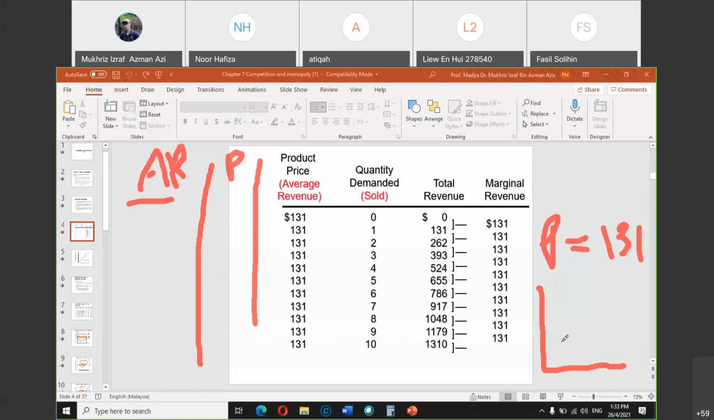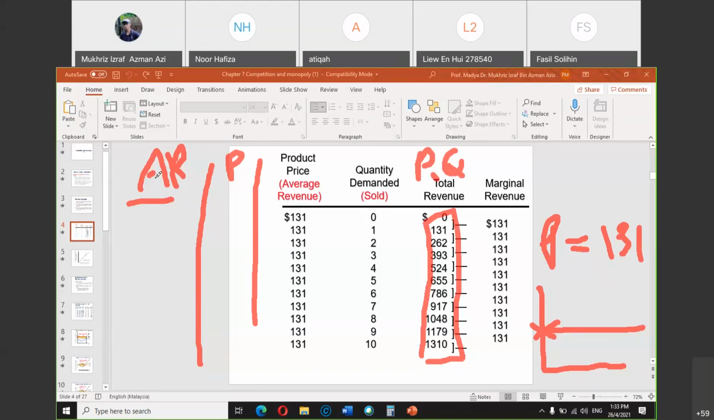Just now we confirmed that the firm faces a perfectly elastic demand curve, meaning there's only one price that the firm can sell at, which in this example is constant at $131. So how do you get total revenue? TR is obtained by P times Q, P multiplied by quantity. So quantity 0 gives 0. You multiply by this number and you obtain this value here. This is the product of P times Q, and you will get your total revenue.